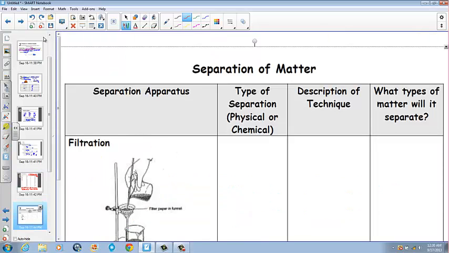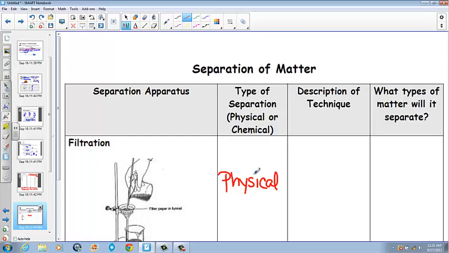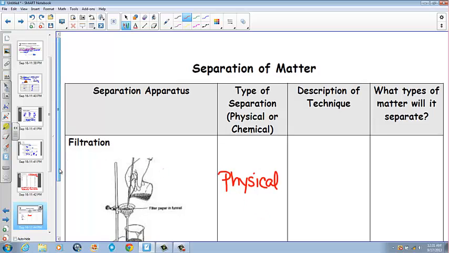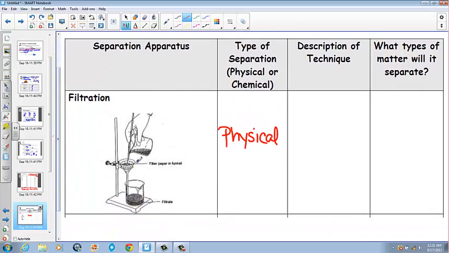Next up, let's talk about separation of matter. There are several different types. The ones that we're going to talk about are all going to be physical means. The first one is filtration. What we do is we set up a beaker, a funnel with filter paper, and the solution that has particles in it that we can separate out physically through this process called filtration. So you're basically filtering it out.